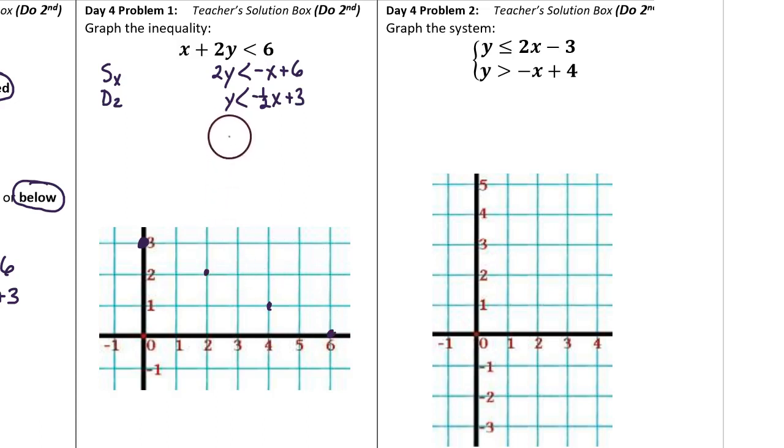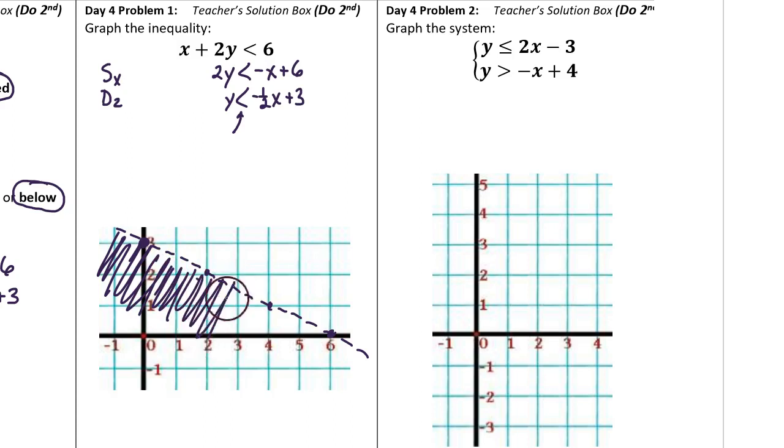Let's decide if we want a solid line or dashed line. There is no equals to bar, so this is a dashed line. Any of the points that are on this line are not solutions to the inequality. We want to shade either above this or below this. This is an is less than arrow, so let's shade over all of the points that have y coordinates less than the y coordinates of that boundary line.